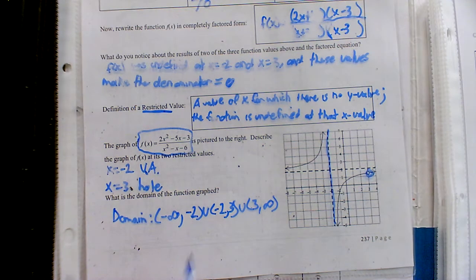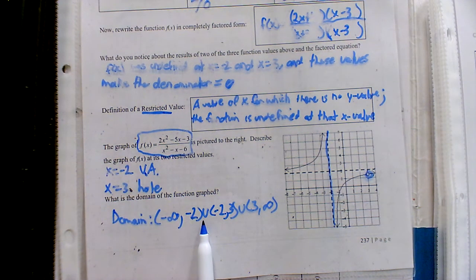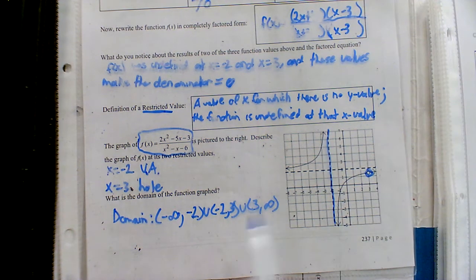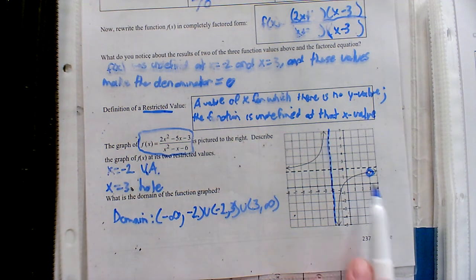Now again, the reason we have to break this up is because at negative 2, we don't actually have a point. That's where the vertical asymptote is. And at 3, we don't have a point. That's where the hole is. So that can't be included in the domain.